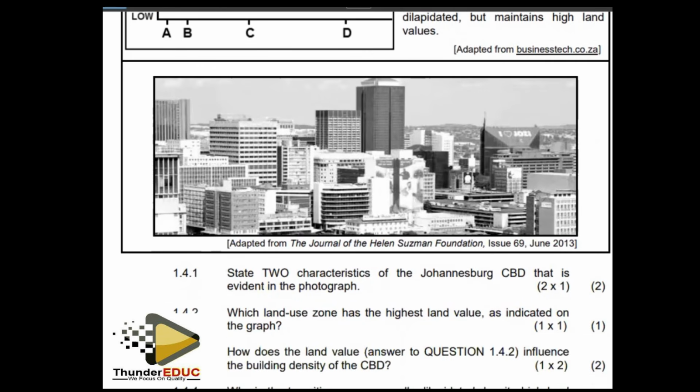If you go to buy land in the CBD, you don't get it at a cheaper price. It's still expensive. So there are several factors behind that. All right. Let's try to answer the question.